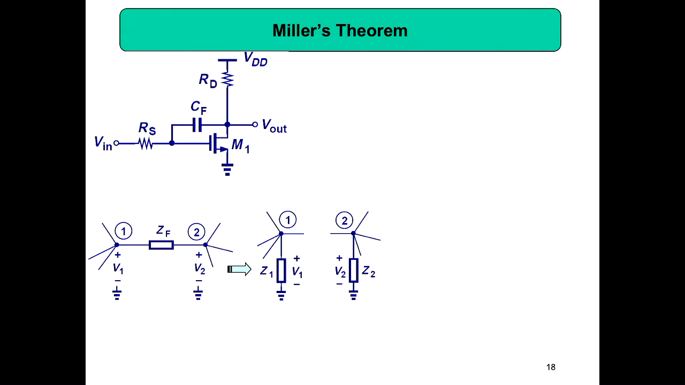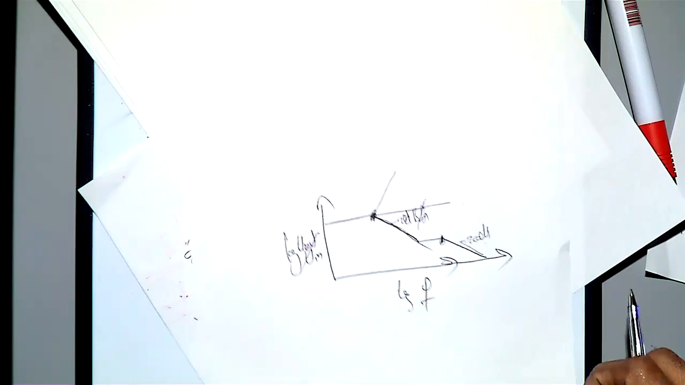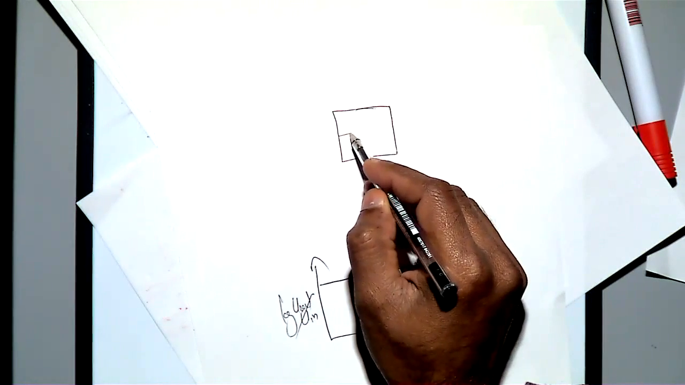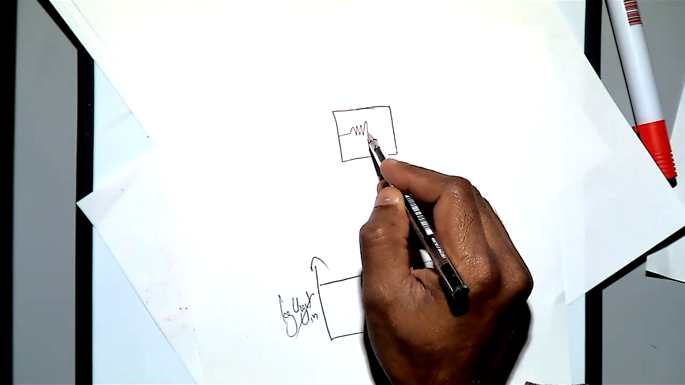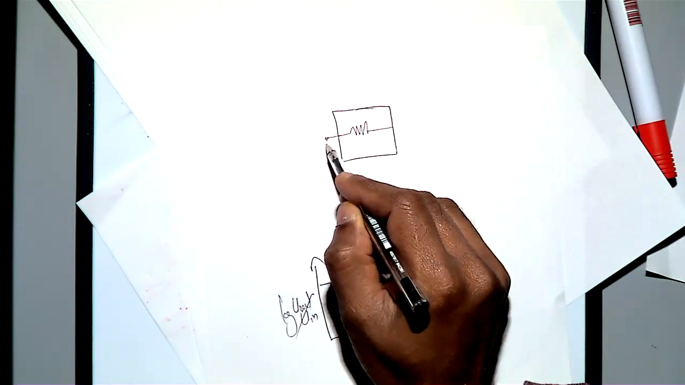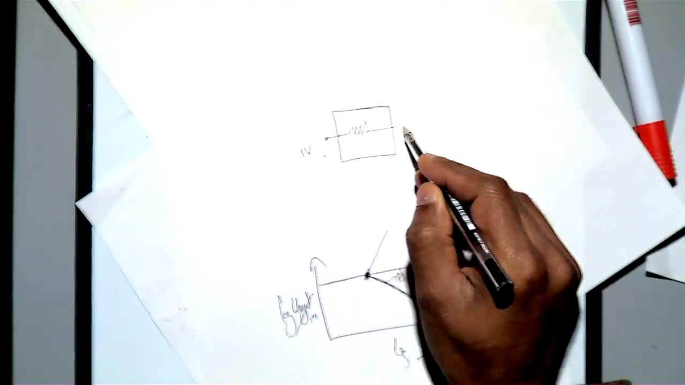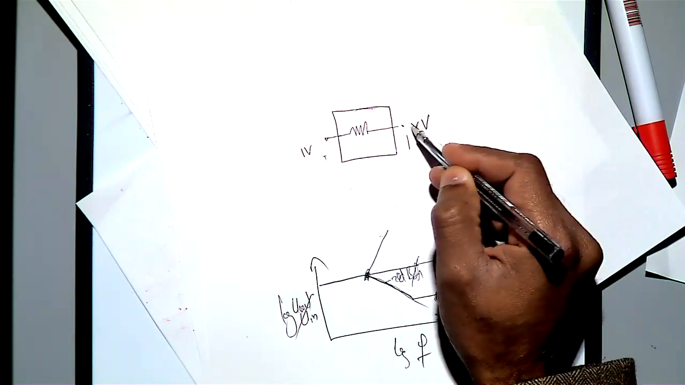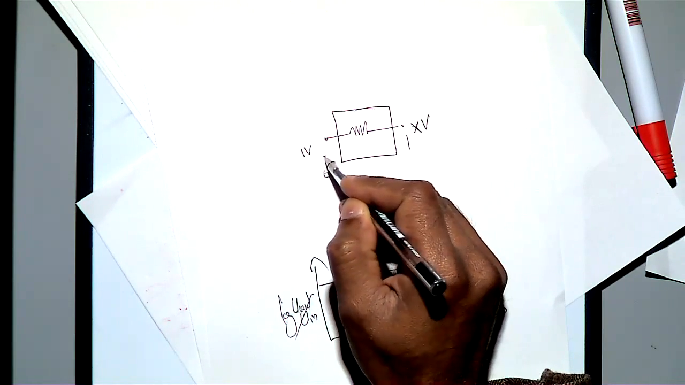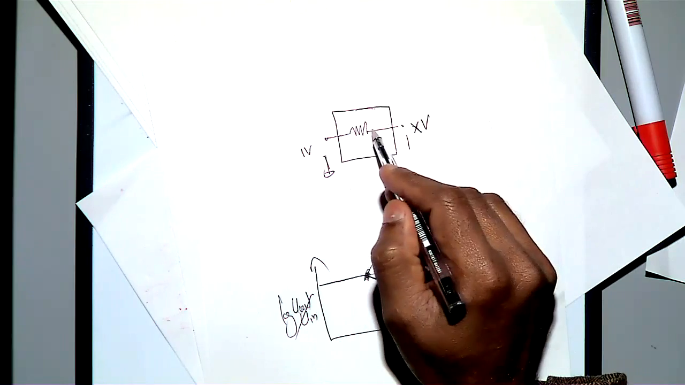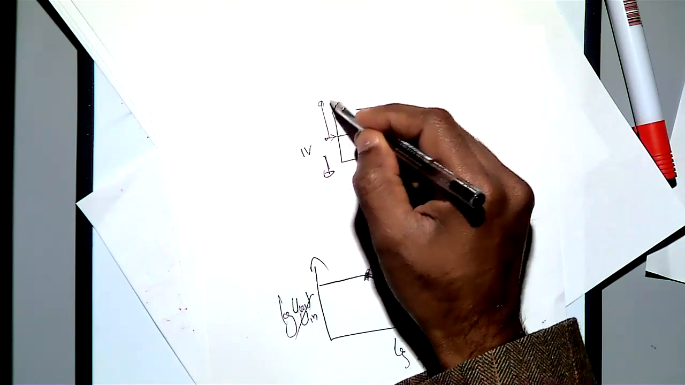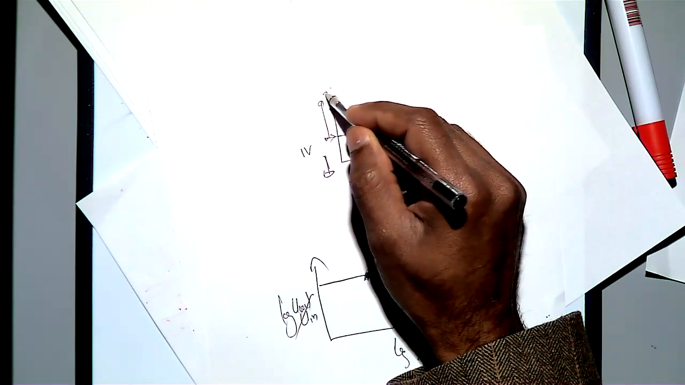Maybe I should draw it, then only you will be able to appreciate what Miller did. So you have 2 points, and this is a box. In the box you have maybe a resistor, and you have connected here maybe 1 volt, and here you are getting some X volt. We don't know X. Then we know that here there is a resistor, and the current going through, you already measured it here, is maybe 5 milliamps.